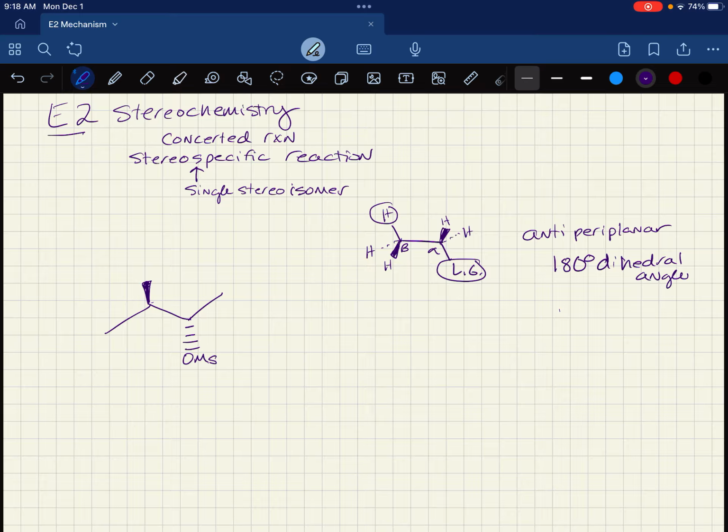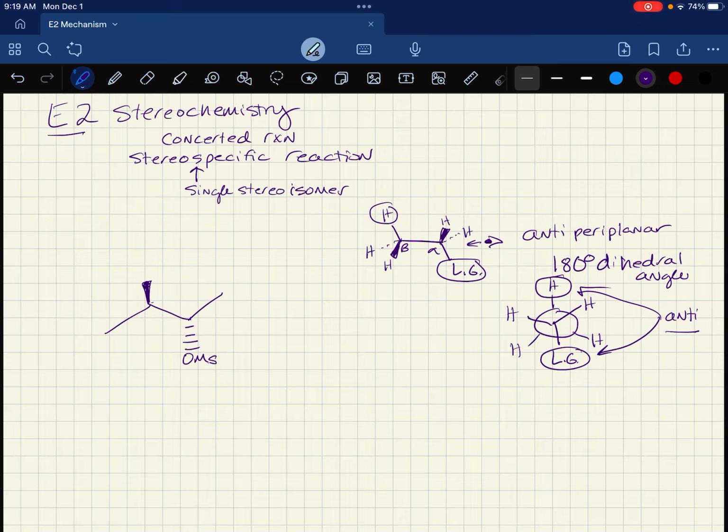So if we were to draw the Newman projection for this, and let's say that we're looking at it from this perspective with the leaving group in the front, we would have the 2 hydrogen atoms here and here, another hydrogen atom there. And so the hydrogen atom and the leaving group that we're talking about of interest are like this. This is going to be anti to one another. And this is the setup we have to have.